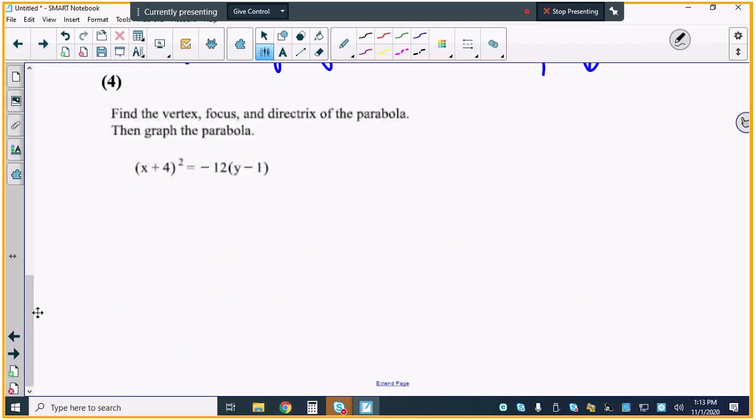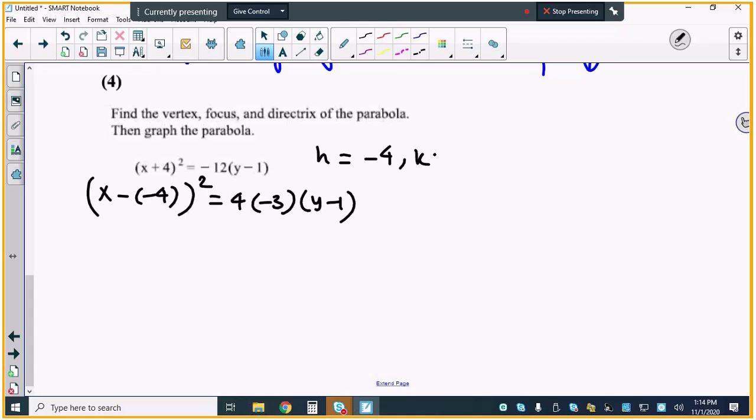This time x is squared, so the axis of symmetry is vertical. We're going to write it first as x minus 4 squared equal to 4 times negative 3 times y minus 1. That's our usual process. So that I know h is equal to negative 4, k is equal to 1, p is equal to negative 3, that's less than 0. Parabola opens downward.